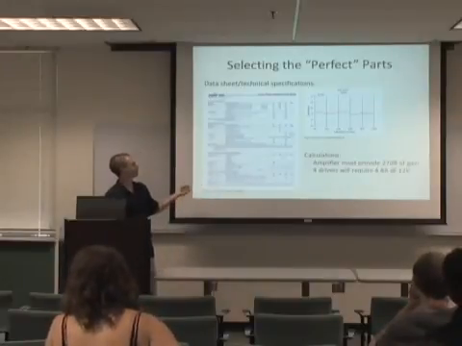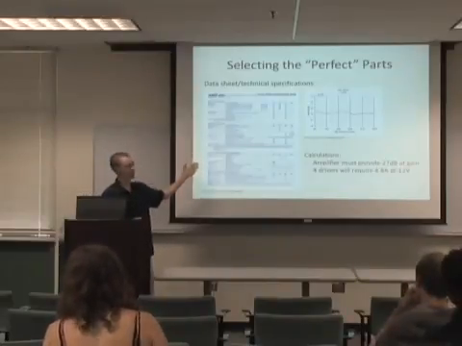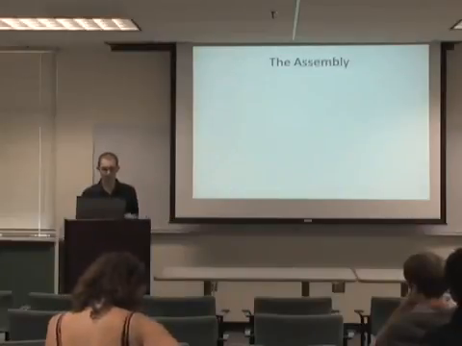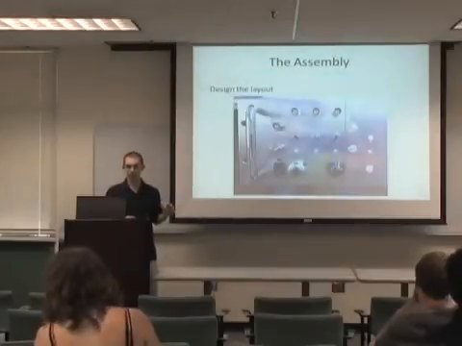So for example, if I'm buying a power supply, I need to make sure that it can supply enough current to all the components in the chassis, which I will look at the data sheet to see if it can do that. The second phase is the assembly. Once I order all the parts, I first design the layout.